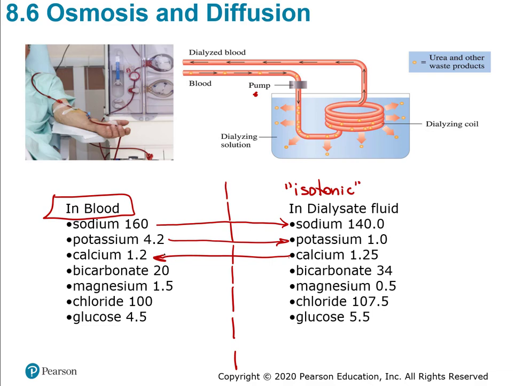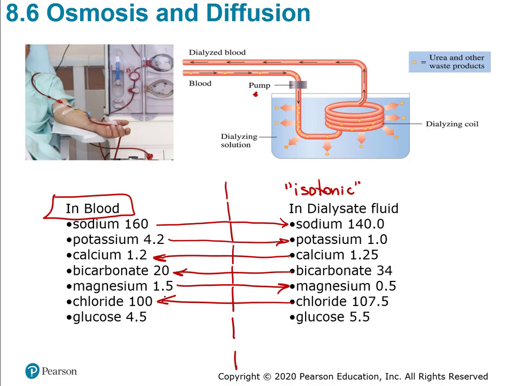Which way will bicarbonate go? It's going to go into the blood, passing through. All of these are small enough to pass through the dialysis tubing holes. Magnesium is going to come out of the blood because it's too high. It's going to go into the fluid. Chloride is going to go in to try to balance.